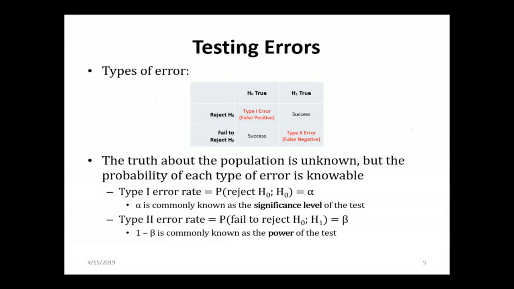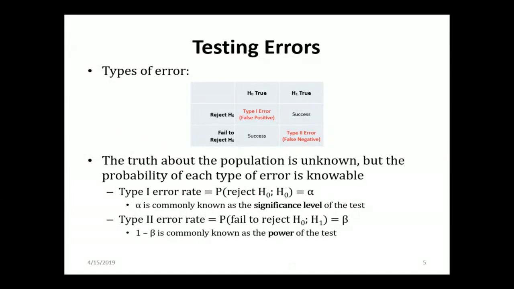But if the null is true and we reject the null, we call that a type 1 error. A more illuminating name would be a false positive: we think we found something, but in fact, there's nothing to be found. And on the other hand, if the alternative is true and we fail to reject the null, we call that a type 2 error or a false negative, meaning something actually is there to be found, but we didn't find it.